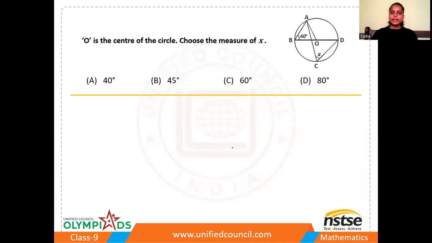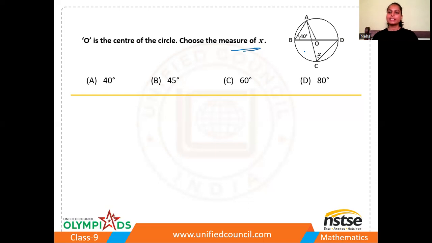Alright. Now the next one. The next question is: O is the center of the circle. Choose the measure of x. O is the center of the circle. We have to find the value of x, and this angle is given equal to 40 degrees. Okay, so let me try to find out the value of x.